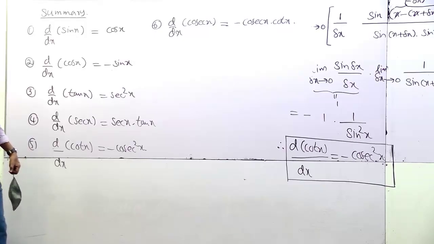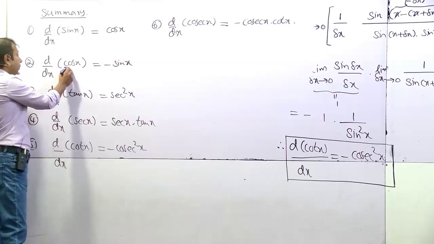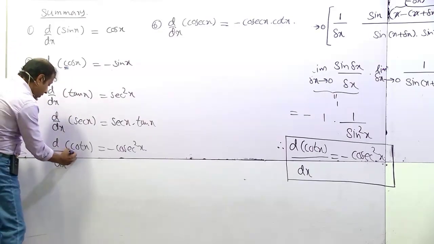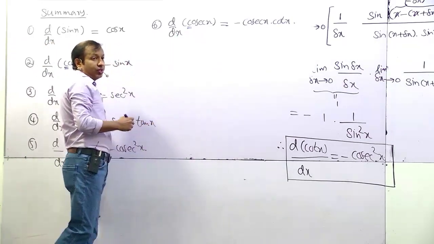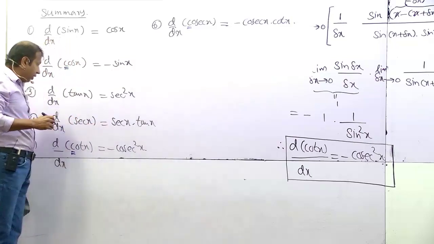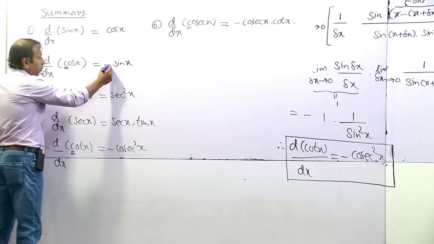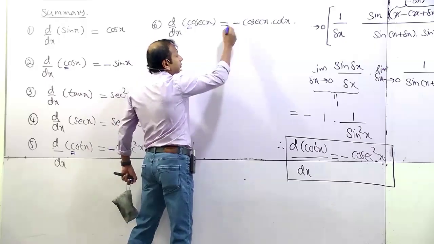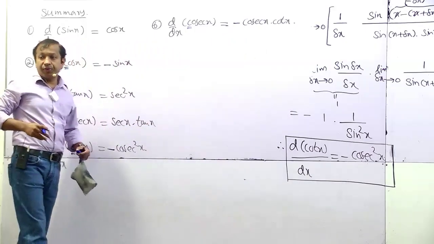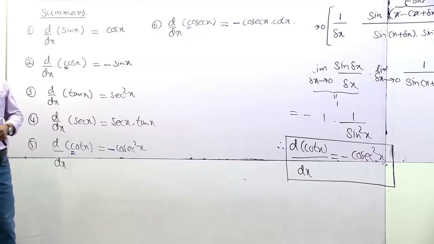You can very clearly see that if any trigonometric ratio starts with the letter C, cos, cot, cosec, then before their derivative we have a minus sign. Remember that. When any trigonometric ratio starts with C, it has a minus sign in the derivative. Remember this all, right?